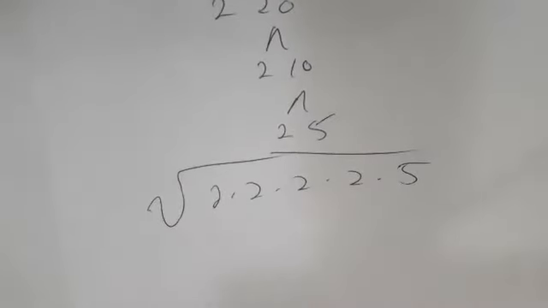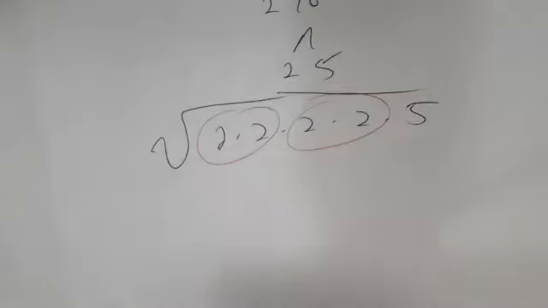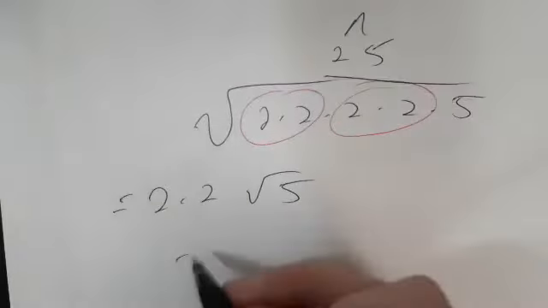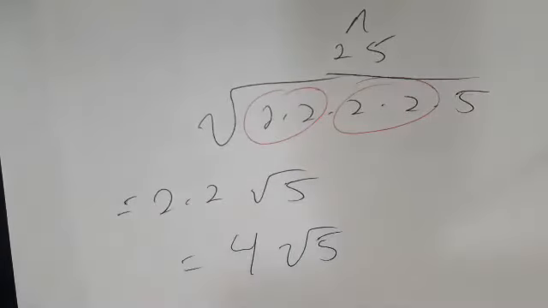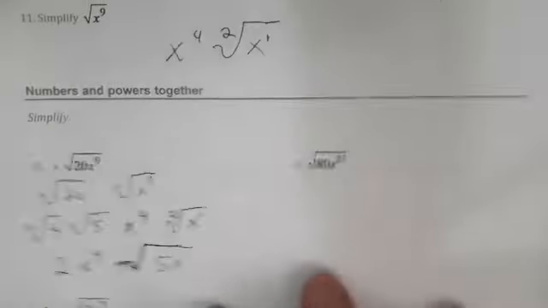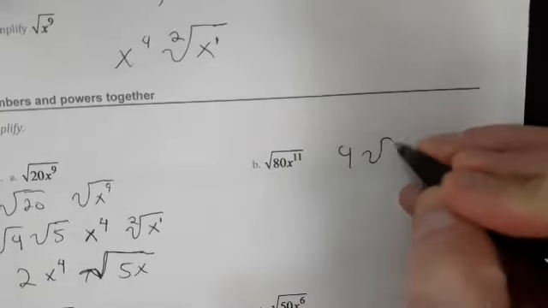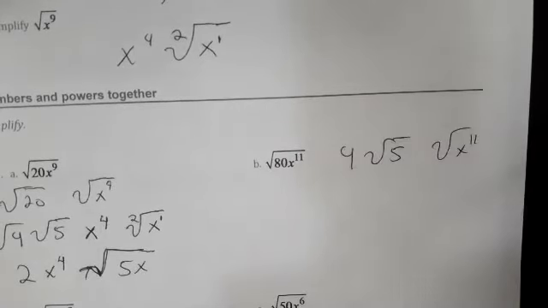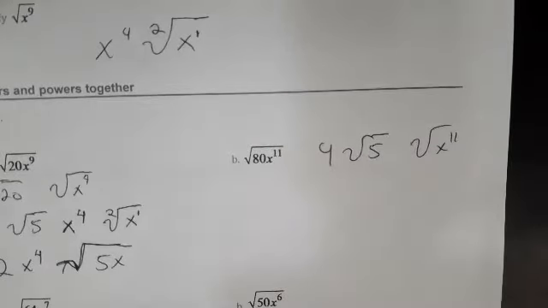I'm looking along here. I'm looking at groups of 2. 2 comes out twice. 2 times 2. 5. So root 80 is 4 root 5. And then I still have to worry about that radical of x to the 11th. So that thing is still there. I know I didn't talk about it quite yet.